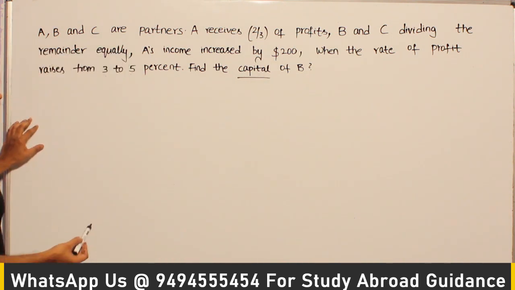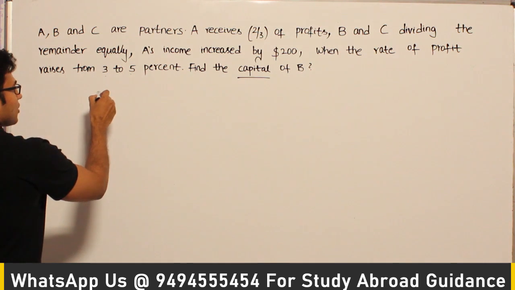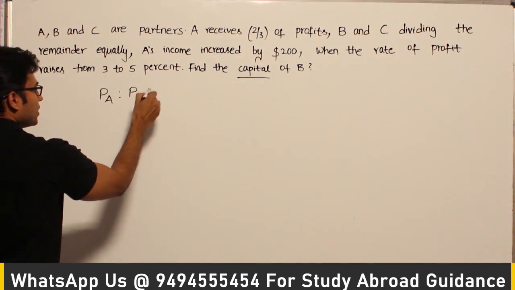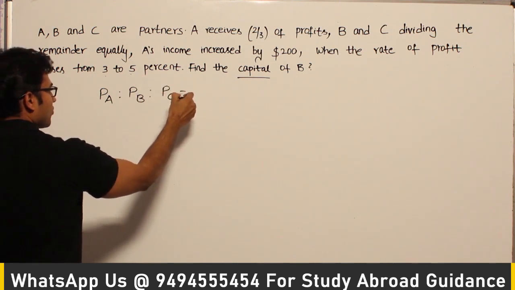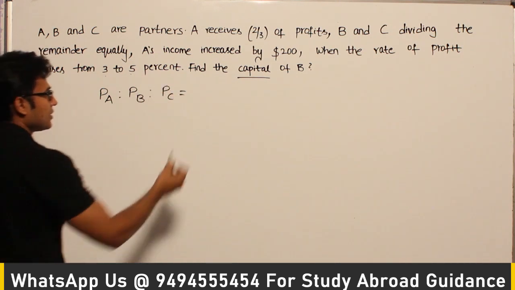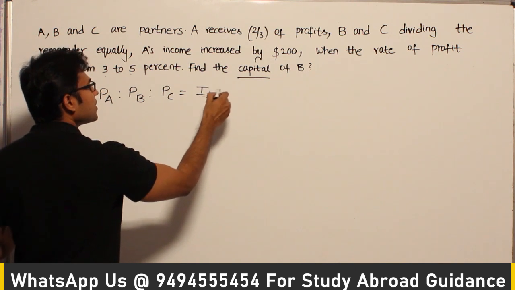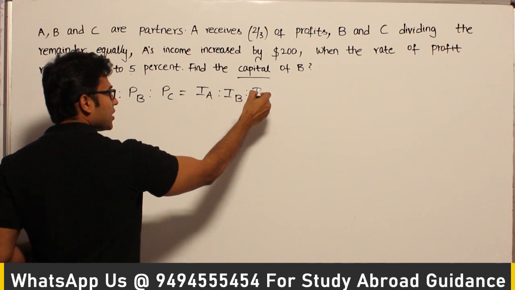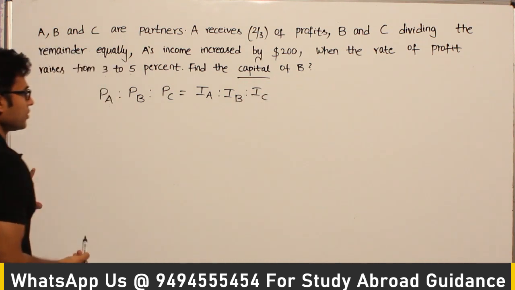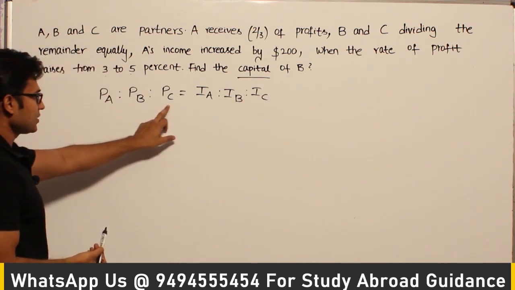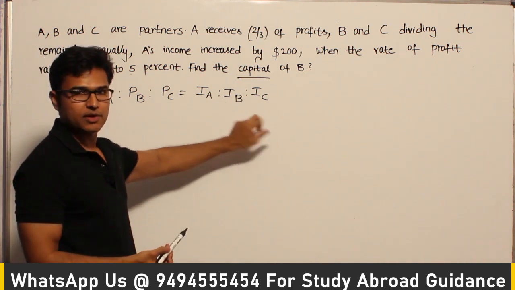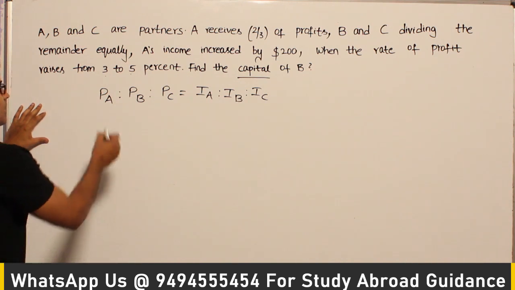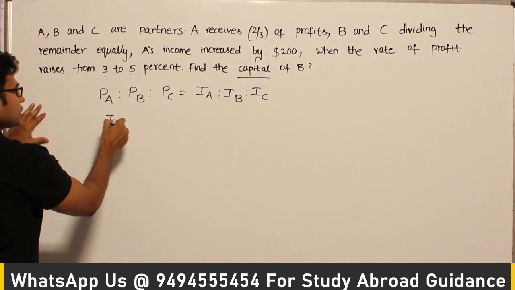So how to solve it is, one thing is for sure, profits PA is to PB is to PC. The ratio of profits in this case is equal to the ratio of the investments. Why? Because nothing is mentioned about the time. In the earlier example I told you that if nothing is mentioned about the time, they are going to get the profits in the ratio of their investments. Okay, and what will be the total investments? That is not given. Let us assume that the total investment is I.